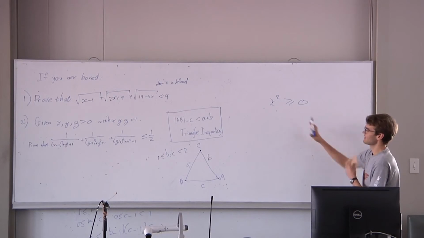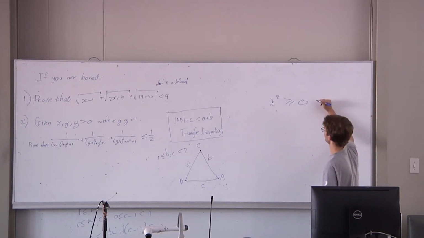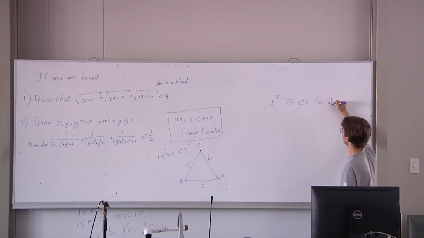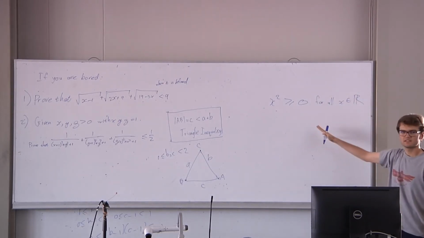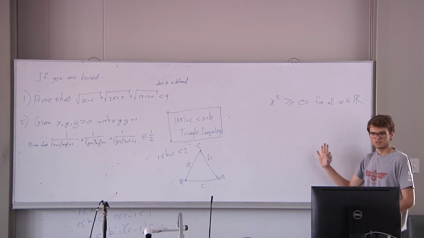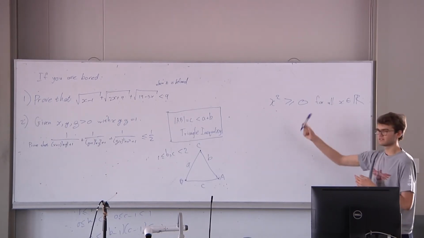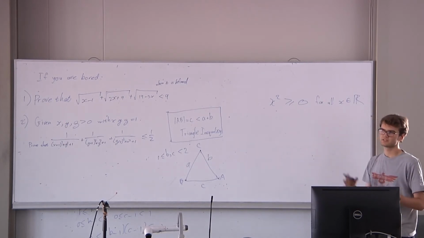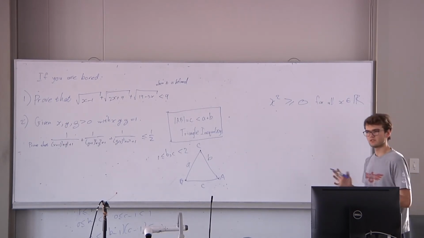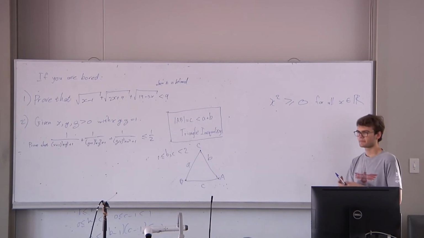So this says that, I should say, for all x reals. So this says that no matter which values of x you choose, that value squared will always be 0 or a positive number, and will only be 0 when x is 0. Okay?